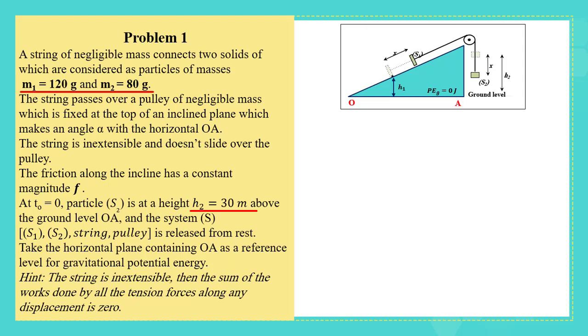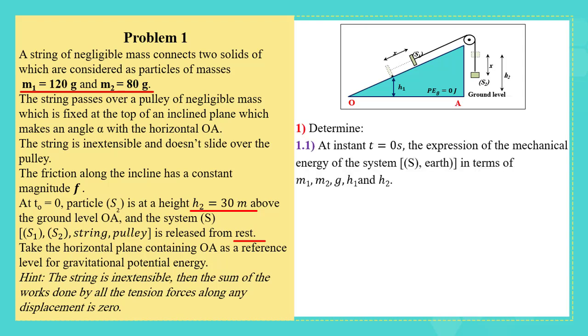At t equals 0, the particle S2 is at height h2 equals 30 meters above the ground level OA, and the system S, which is S1, S2, string, and pulley, is released from rest. Take the horizontal plane containing OA as a reference level for gravitational potential energy. The string is inextensible, so the sum of the works done by all the tension forces along any displacement is 0. Part 1. Determine at instant t equals 0 the expression of the mechanical energy of the system in terms of m1, m2, g, h1, and h2.